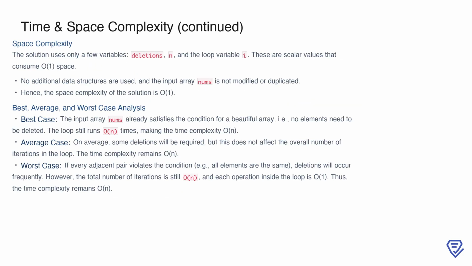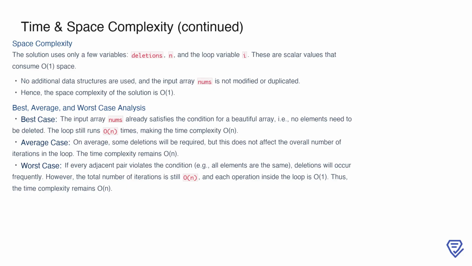Now let's consider the space complexity of the solution. The algorithm only uses a few scalar variables, such as deletions, n, and the loop variable i. These variables occupy a fixed amount of memory, irrespective of the size of the input array. Importantly, no additional data structures are used, and the input array nums is neither modified nor duplicated. This ensures the space complexity remains constant, or O(1).